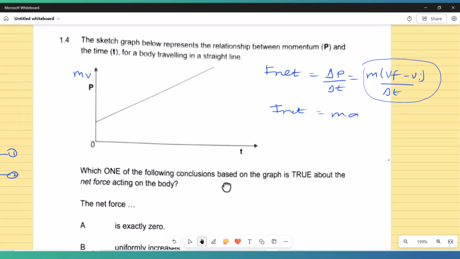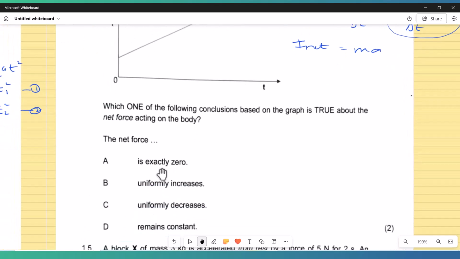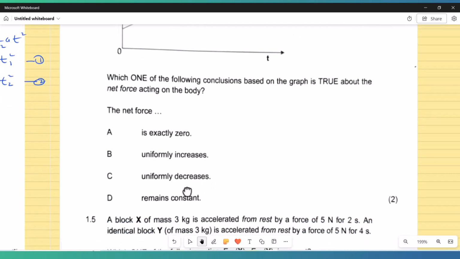And if you check what's happening here, they said that the net force, we're looking for F net, the net force is exactly 0, uniformly increases, uniformly decreases, or remains constant. So let's find out here.